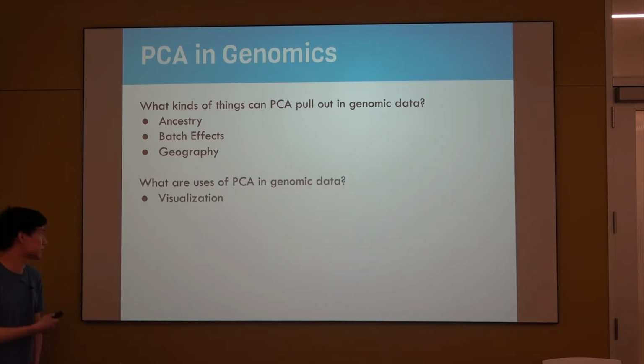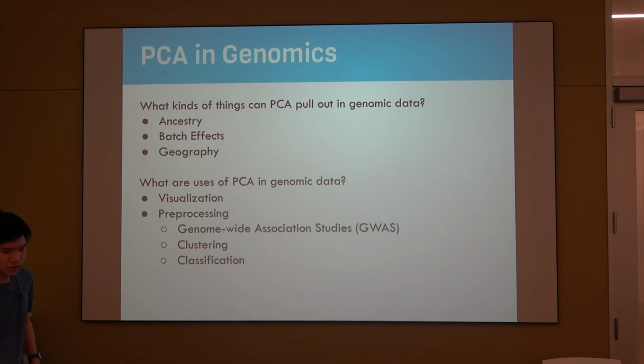So what are some uses of PCA in genomic data? All these examples so far are examples of visualization, where we use just the first two PCs to make a flat XY plane that we can look at. But there are other examples.